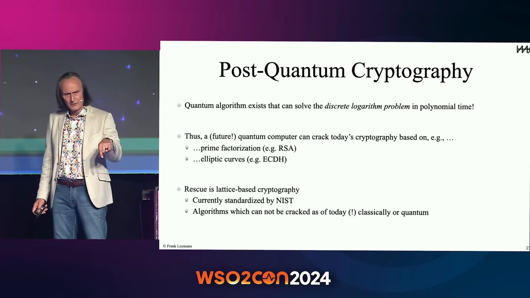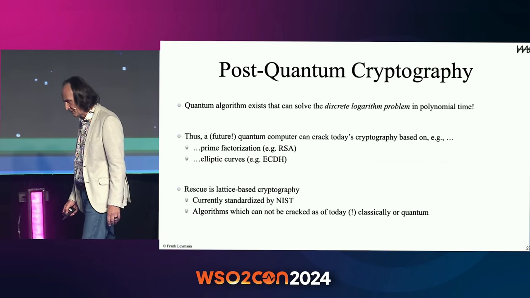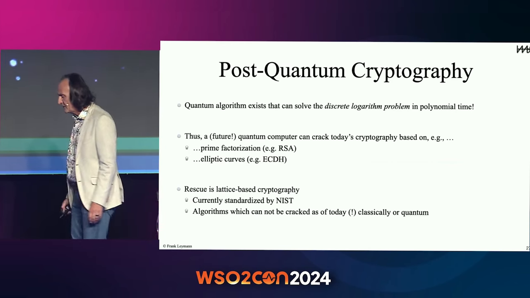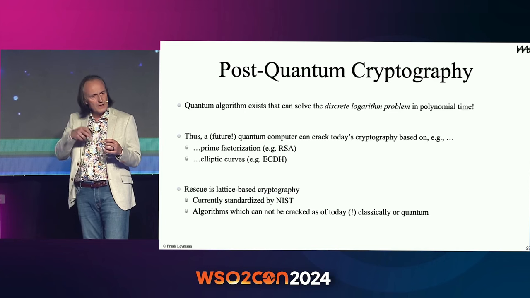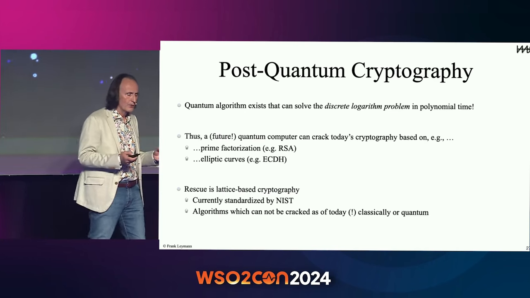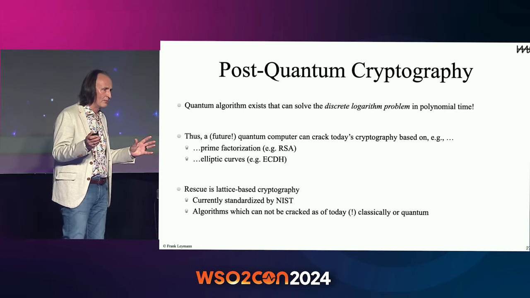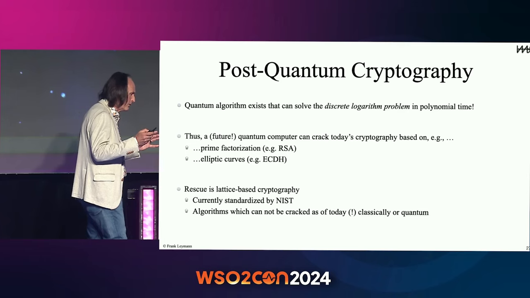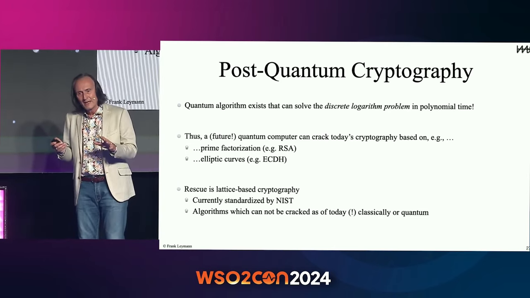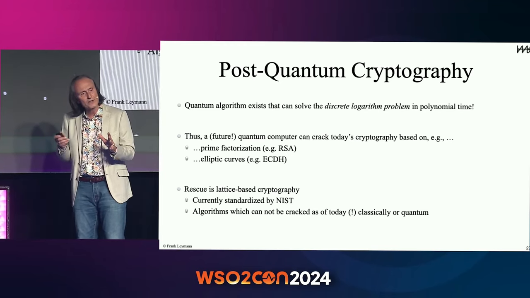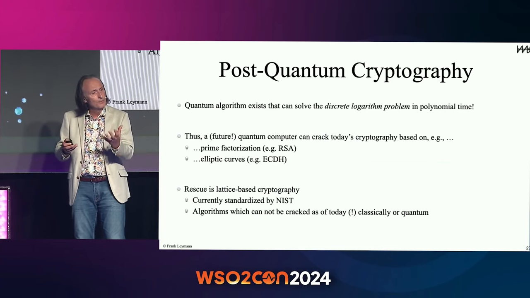And the rescue: many people take it absolutely seriously. The US has, a couple of years ago, kicked off a project at NIST that is collecting algorithms that can't be cracked today, classically and neither by a quantum algorithm. Most of these algorithms are lattice-based cryptography, extremely complicated mathematics, vector spaces that consist of vectors whose components are polynomials. You don't want to understand all the mathematics, right? But again, the important point is they can't be cracked today. The algorithms we are collecting can't be cracked today, but they could be cracked in the future.